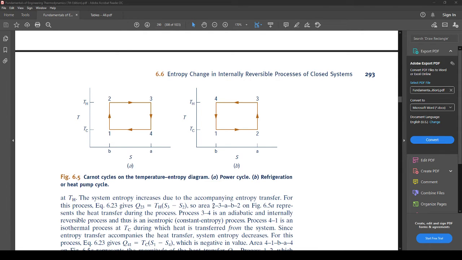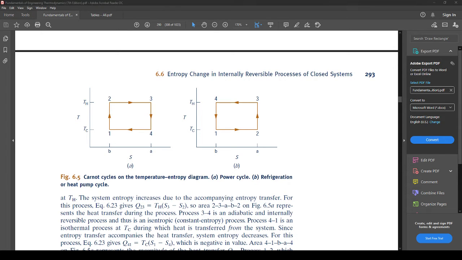So area 2-3-A-B-2. You have to follow these a little bit. So 2-3-A, and then B-A, and then B-2, which is like here. Like I said, this is actually a confusing way to do this one. It says the area on figure 6.5a represents the heat transfer during the process. Process 3 to 4 is an adiabatic internally reversible process and thus an isentropic process, constant entropy.